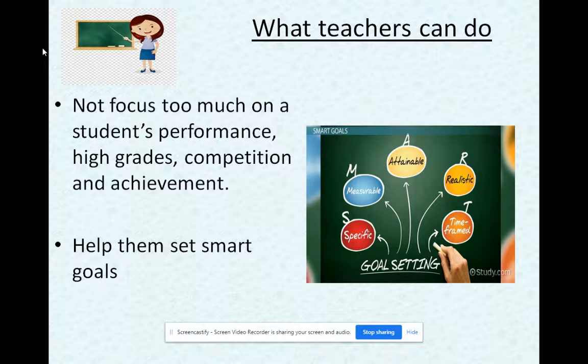Next is they should be time framed. That is, you should limit them to a particular time because within this span of time, I'm going to attain this goal. For example, I'll be able to learn this chapter and understand all its concepts by the end of this week. So set a time for that.